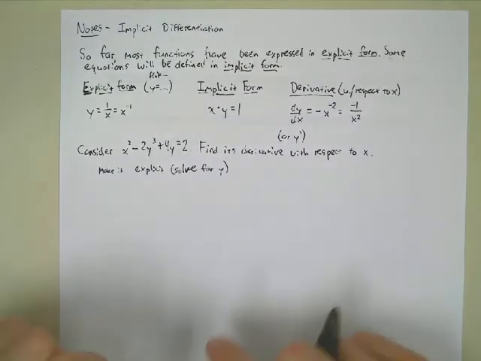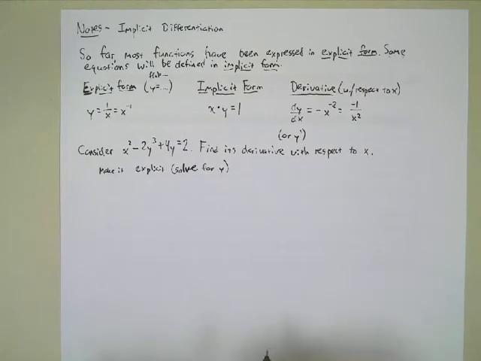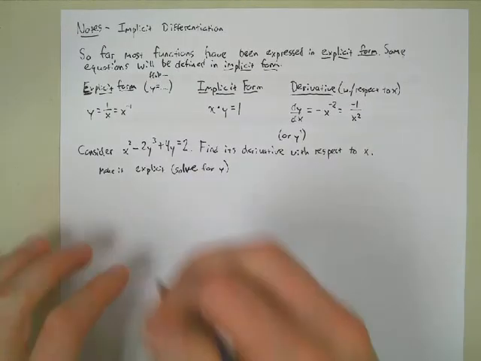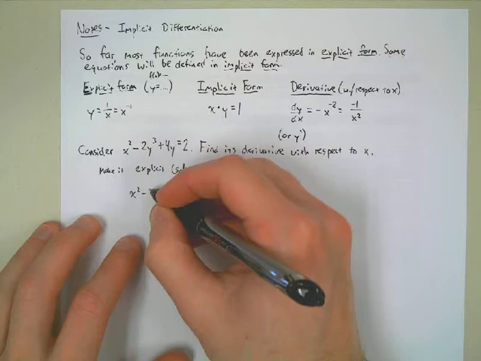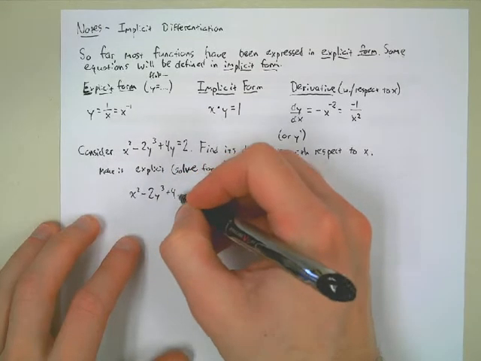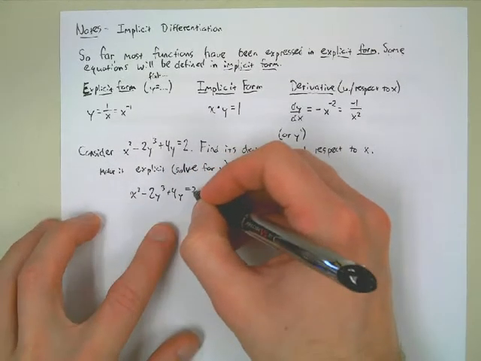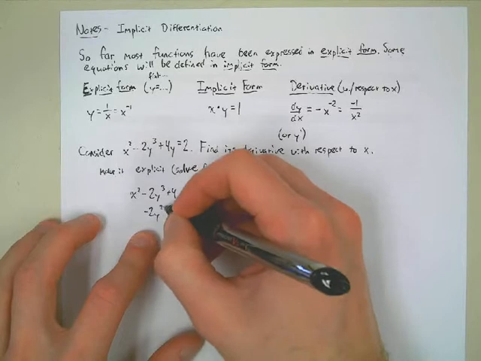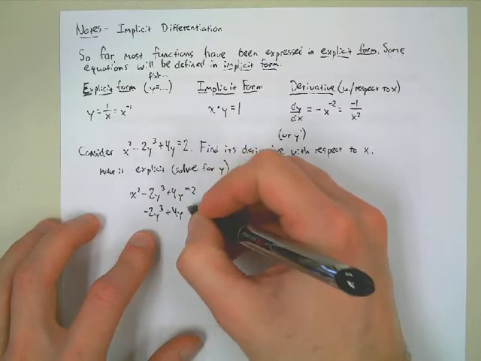Alright, so we'll solve for y here. How should we go about doing that? Ideas? So subtract the x from both sides, get the x squared over to the other side. That's going to be a good start. Yeah, okay, so negative 2y cubed plus 4y equals 2 minus x squared.